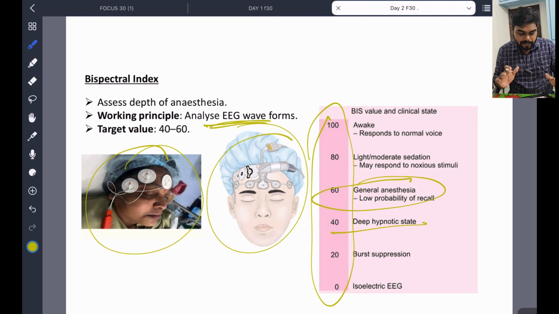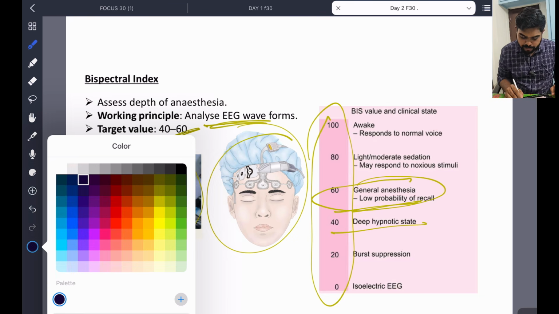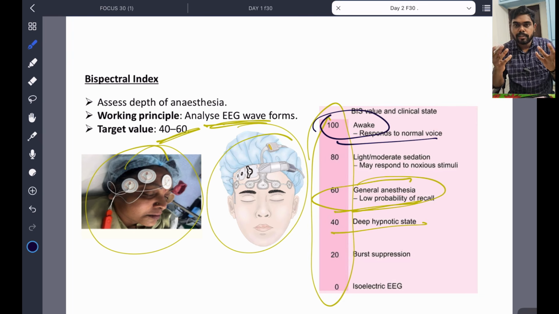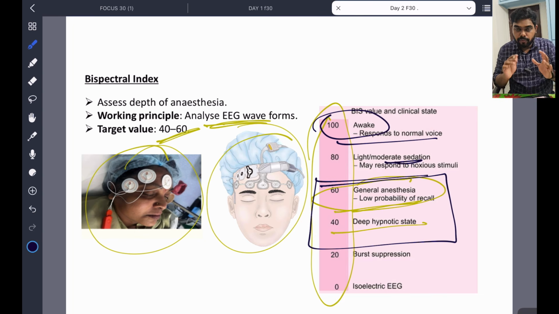So bispectral index assesses depth of anesthesia. Working principle is assessing the EEG. They will target a value between 40 to 60, which is essential here. And you can see bispectral index value of 100 is equal to awake, respond to normal voice. 80, light moderate sedation, may respond to noxious stimuli. So we have to keep in this range, 40 to 60 for surgeries. Okay, intubation, whatever. Okay, clear. That is bispectral index, a spotter.